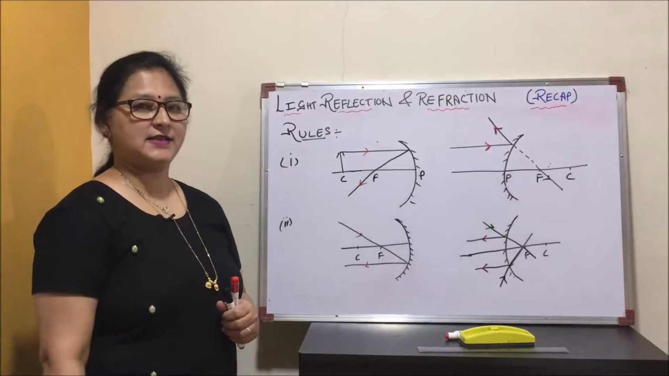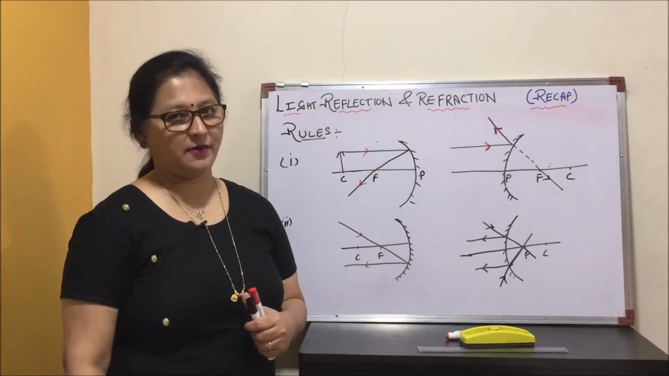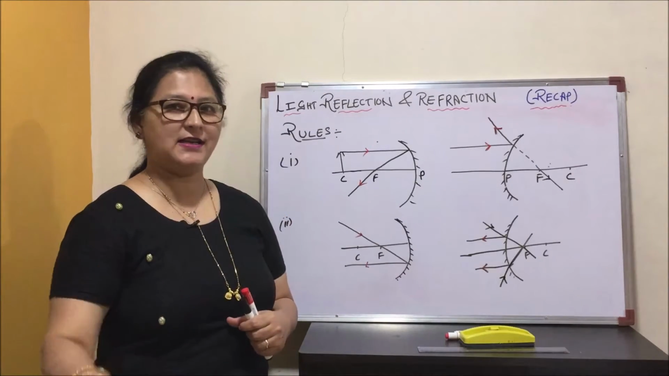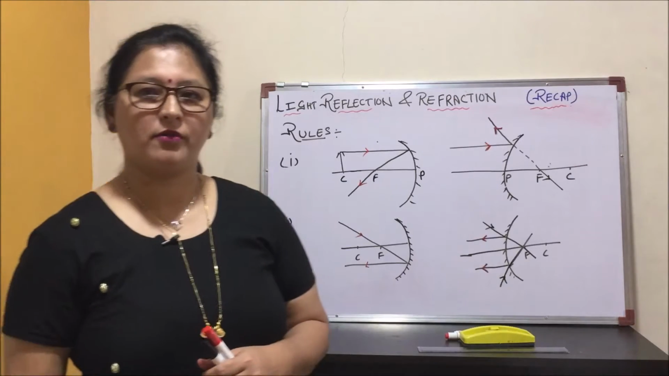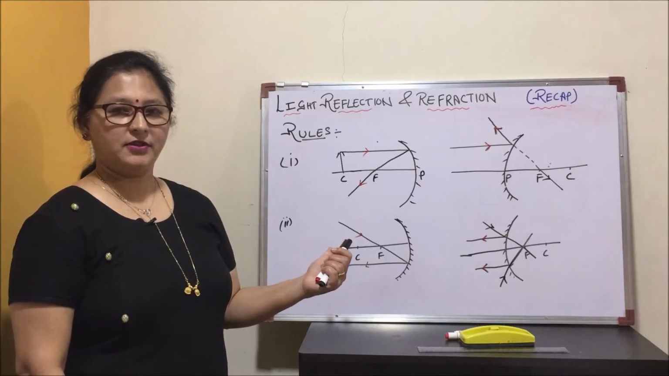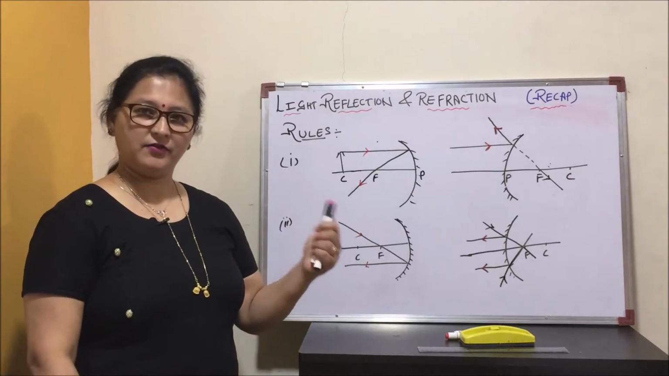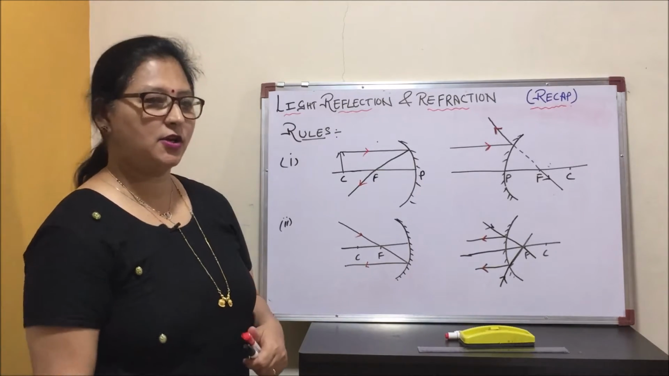So in our last session we did six images of the concave mirror where the object is placed at different positions, right? And we did the rules of the formation of image also. I'll start with the recap of the rules, and we will go through all the images, and then I'm going to take up the next topic, right?